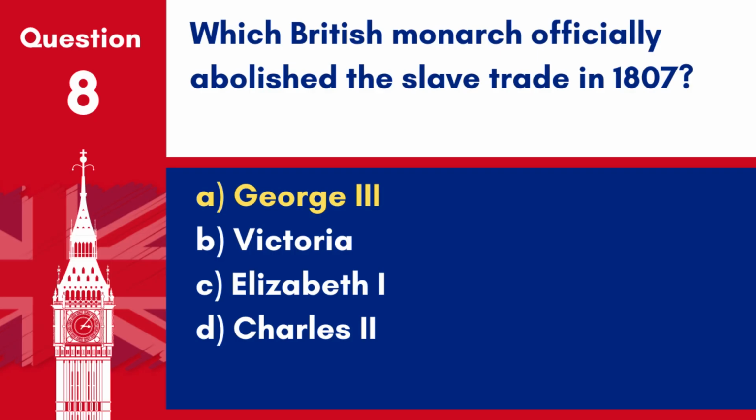Answer. A. George III. King George III was the British monarch when the slave trade was officially abolished in 1807, following advocacy by figures such as William Wilberforce.